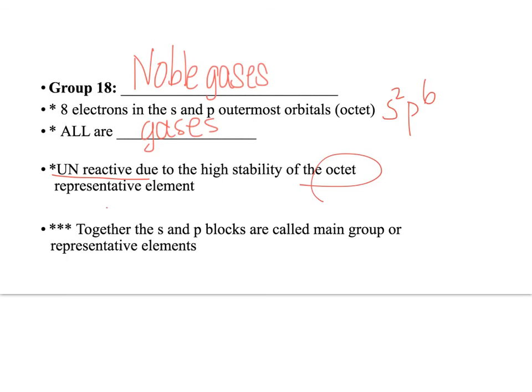Now, when we put the s and p block groups together, we call this the main group, or the representative elements. And the reason they're called this is they're the elements that participate in the majority of the reactions.